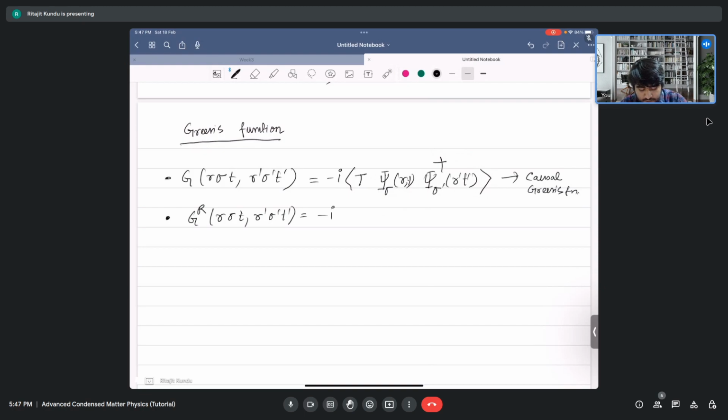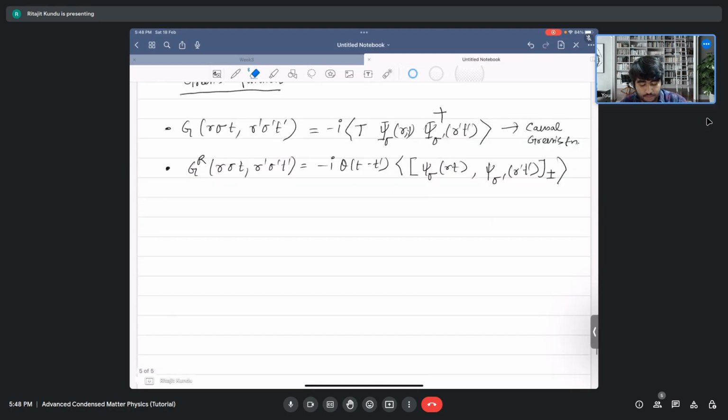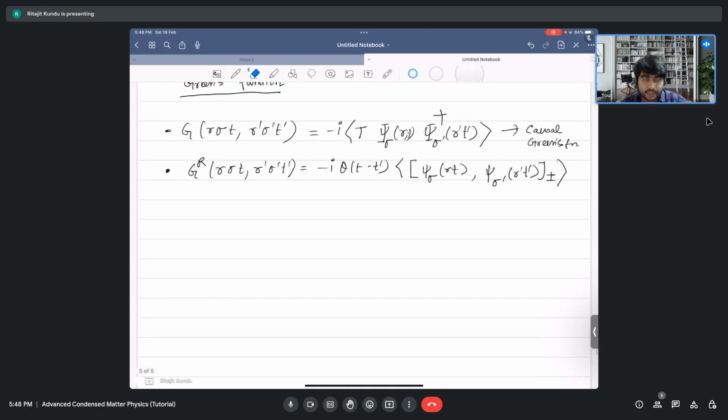So it is like minus i theta(t minus t prime), and then I'll have the expectation value. Depending on whether I am writing this Green's function for boson or fermion, I'll have a commutator or anti-commutator correspondingly, right? Sigma, t, comma, plus minus. So I'll just write it as plus minus. Plus means anti-commutator, which is true for fermions, and minus is for commutator for bosons. So this is your retarded Green's function, right?